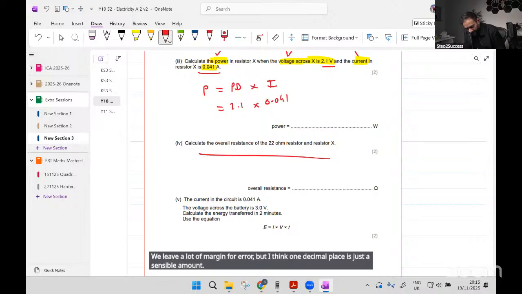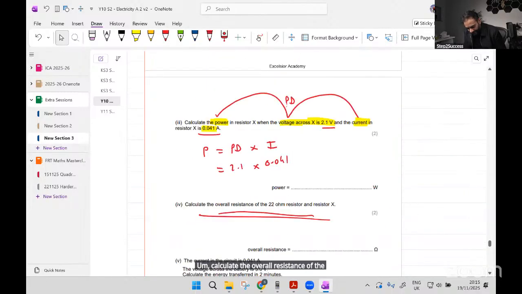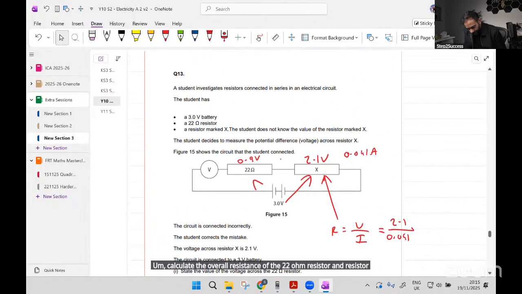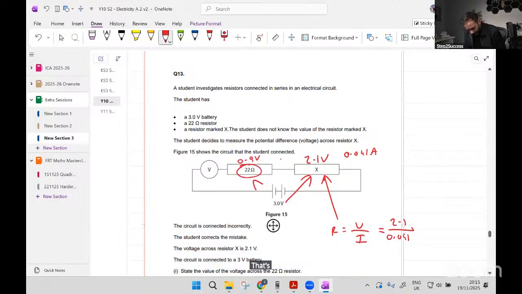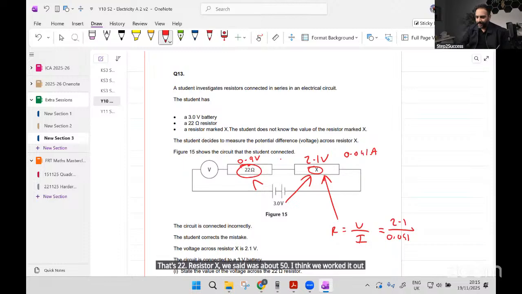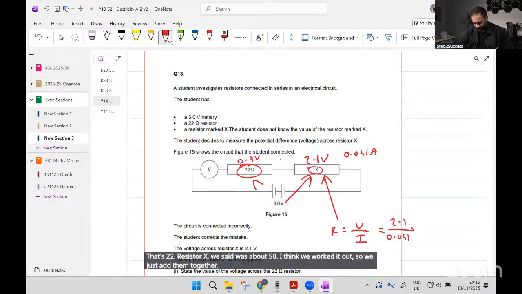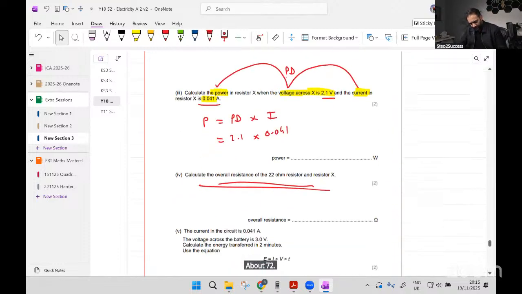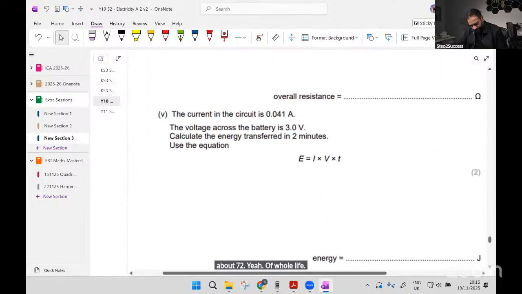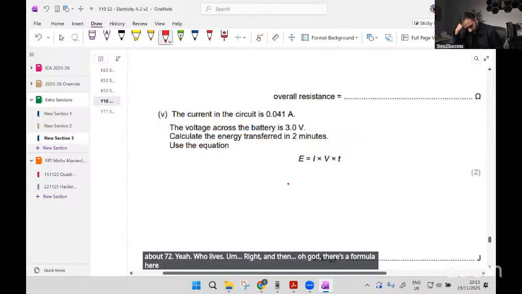Calculate the overall resistance of the 22 ohm resistor and resistor X. Well, that's 22. Resistor X we said was about 50. I think we worked it out. So we just add them together. About 72. Yeah, that's what that is. Right, and then there's a formula here, which is a bit of a weird formula, but I think we can just use it in this question.